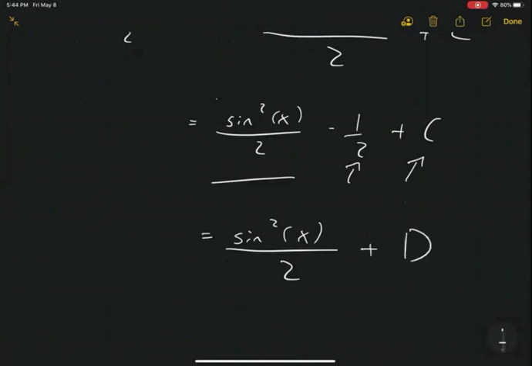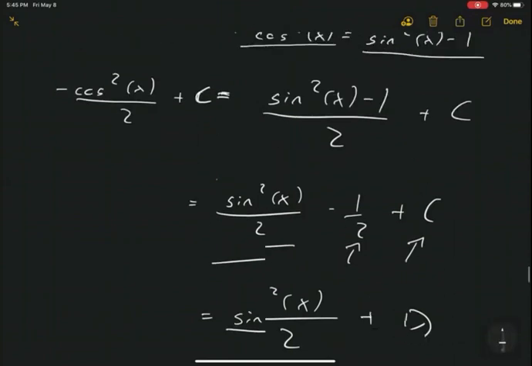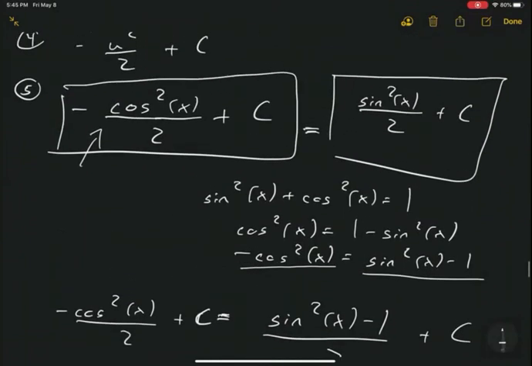We could say it's equal to sine squared of x over 2 plus d, where maybe d is slightly different than c, but it's still just a constant, okay? So this is completely the same as this guy. These two answers, even though they may look different, are actually equivalent.